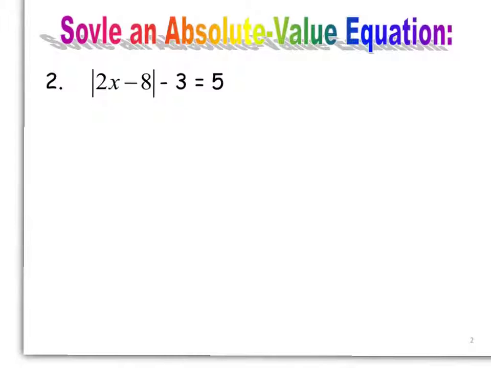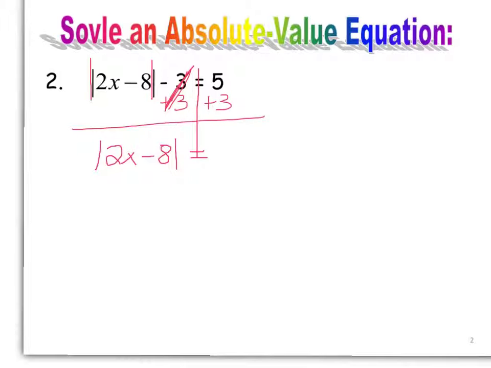Okay, so if we take a look here at number 2, we have a similar equation. We have the absolute value of 2x minus 8, but then we also have the minus 3. And so the first thing that we need to do is isolate the absolute value. So we need to isolate the absolute value of 2x minus 8. And the way that we're going to do that is we need to cancel out the minus 3. So we add the opposite, plus 3, to both sides. These cancel out. And so now we have 5 plus 3 on the right, we have 8. So we have the absolute value of 2x minus 8 equals 8.